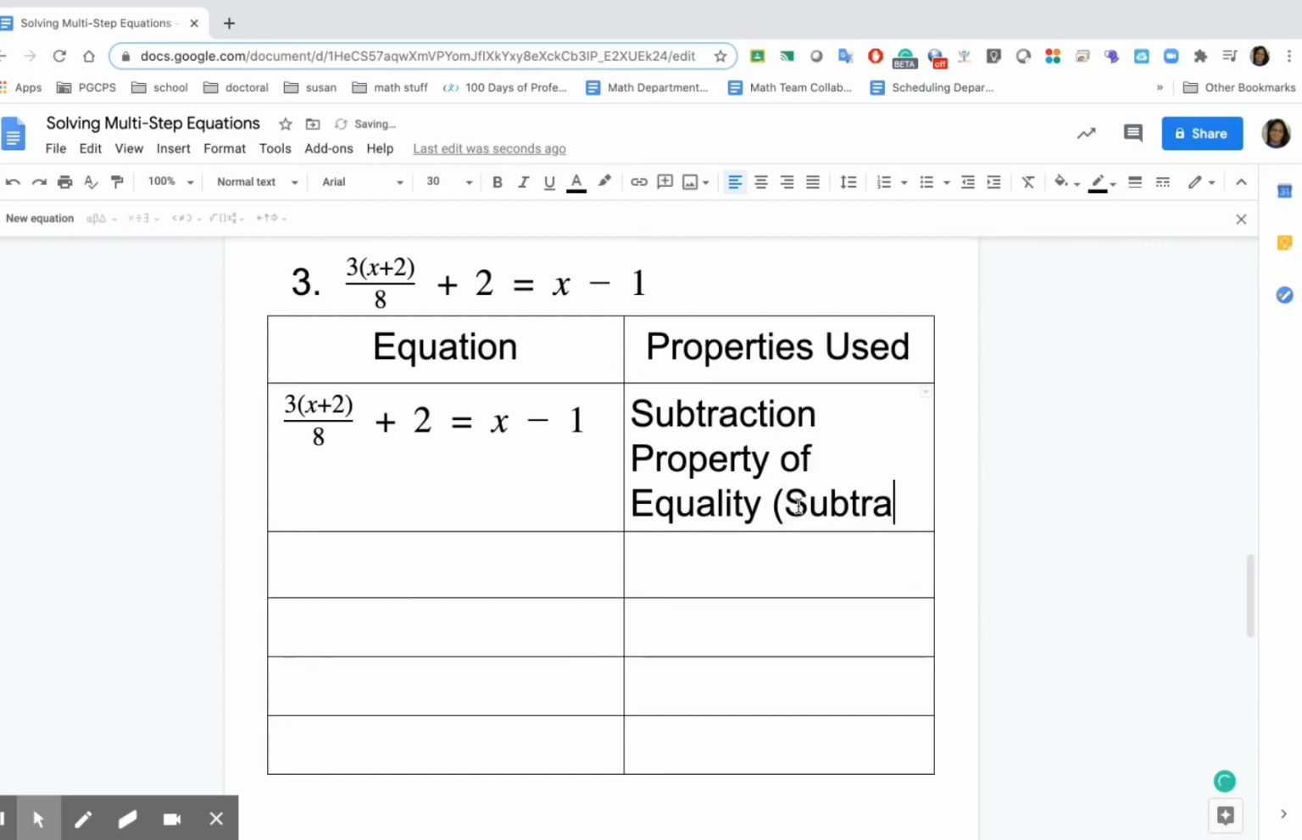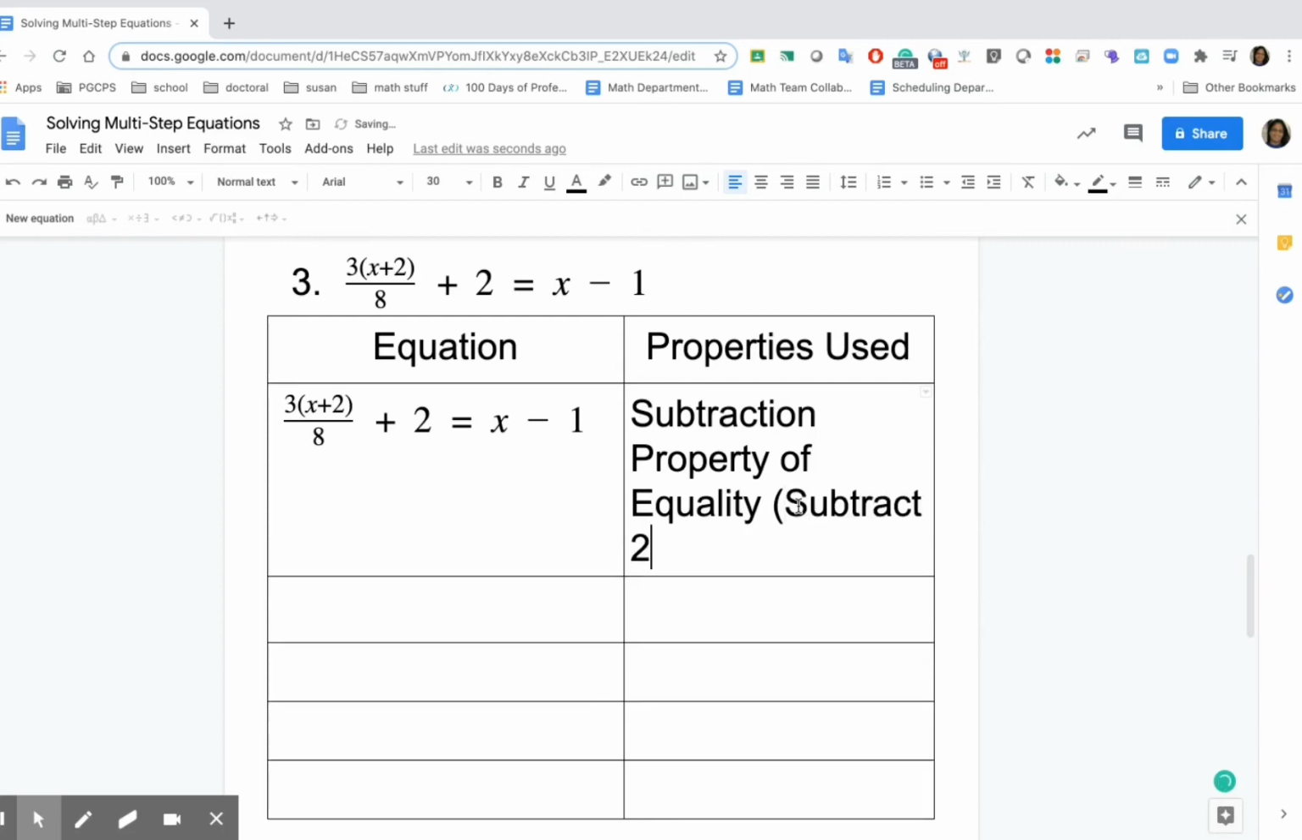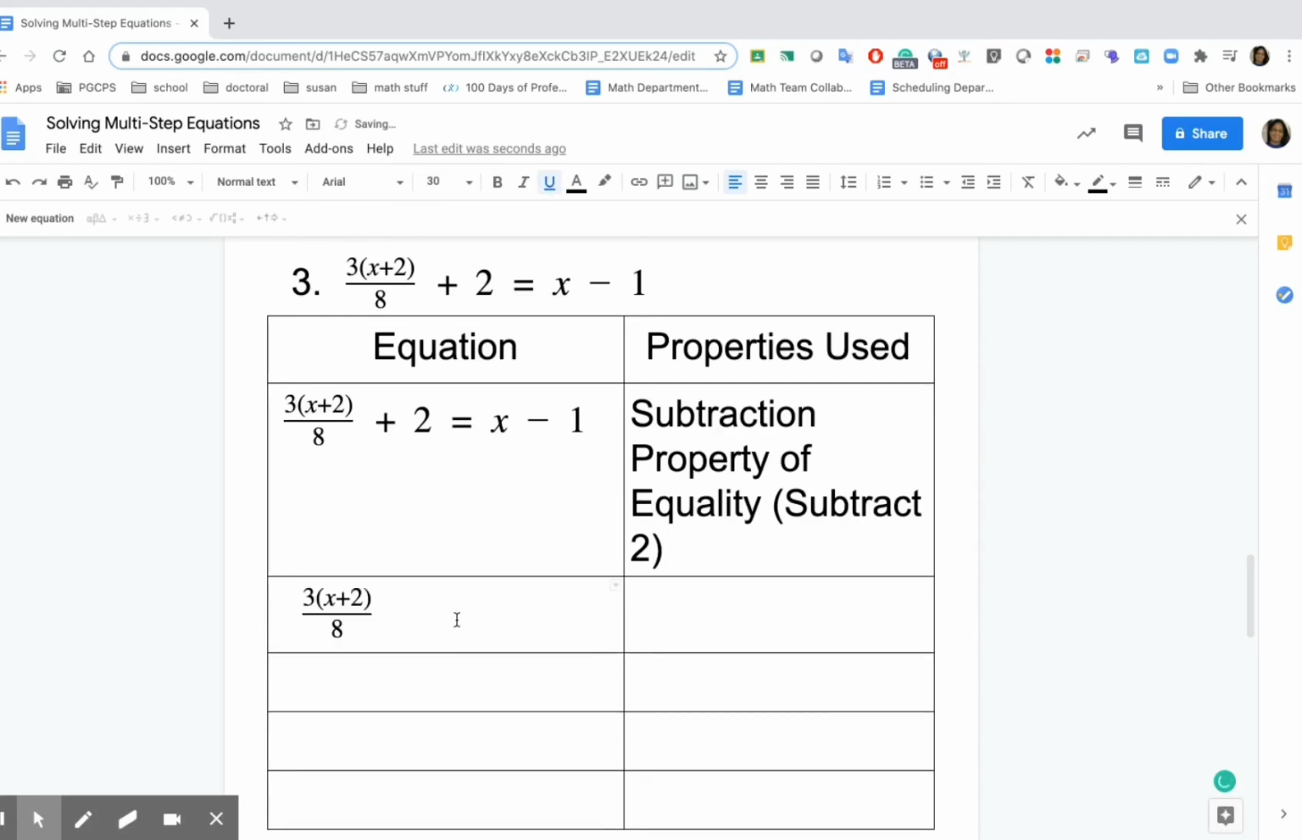Subtract 2 from the equation. So the left side will become 3 times the quantity of x plus 2 all over 8, and the right side will be x minus 3. And now we still have the denominator 8. So to eliminate that, we'll use the multiplication property of equality.